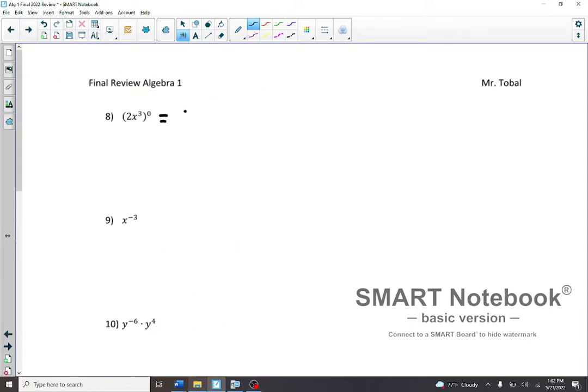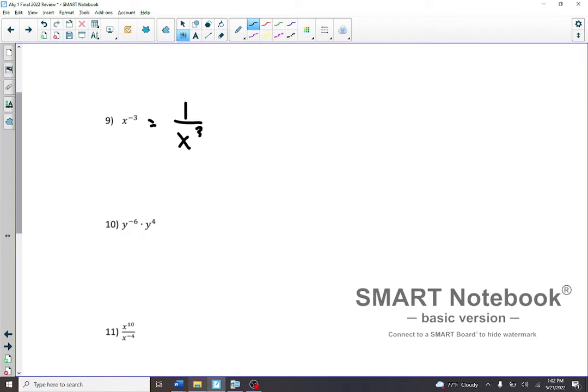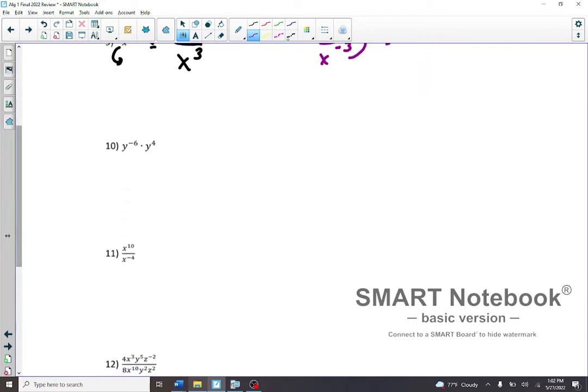Here, anything to the 0 power is all 1. Here, anything to the negative power, we don't like that, so we make it 1 over x to the third. Anything in the negative power can move down, and anything that's a negative power on the bottom, like example, if it was 1 over x to the negative 3, you can move it up into x to the third. So negatives go up or down depending where they start.